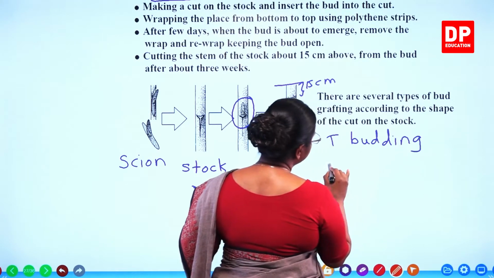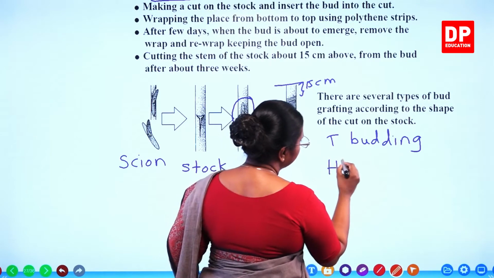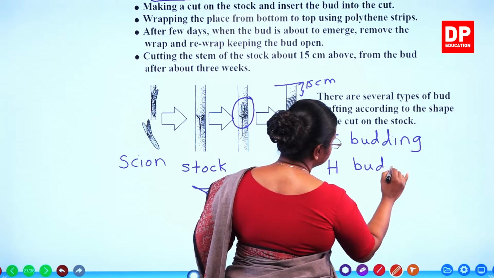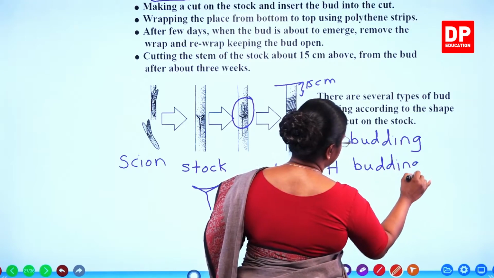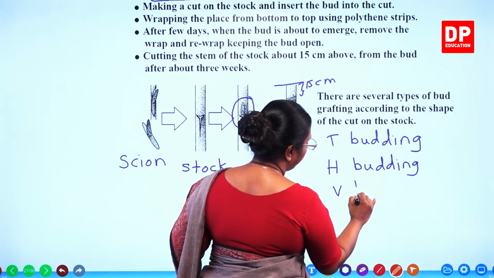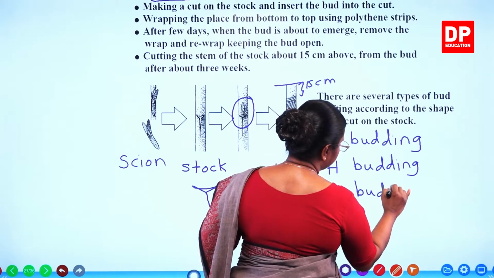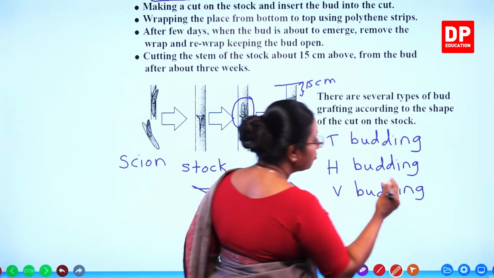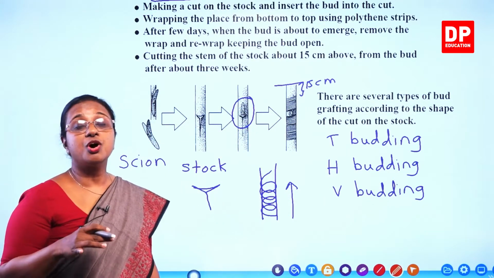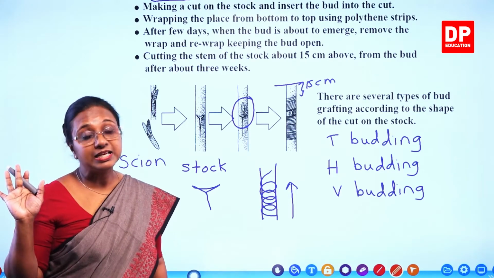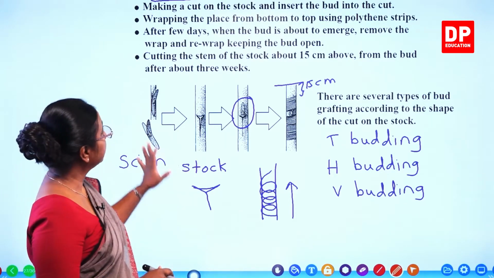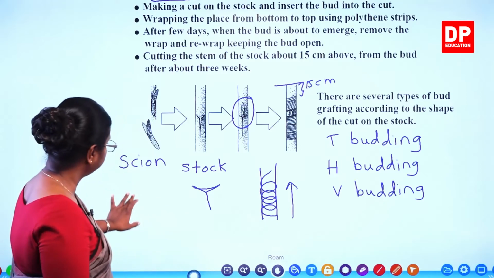If the cut is going to be an H-shaped cut, we call it H budding. And if it is V-shape, we call it V budding. So that depends on how we make the cut on the stalk plant. Is that clear to you all, students? So that is one method of grafting.